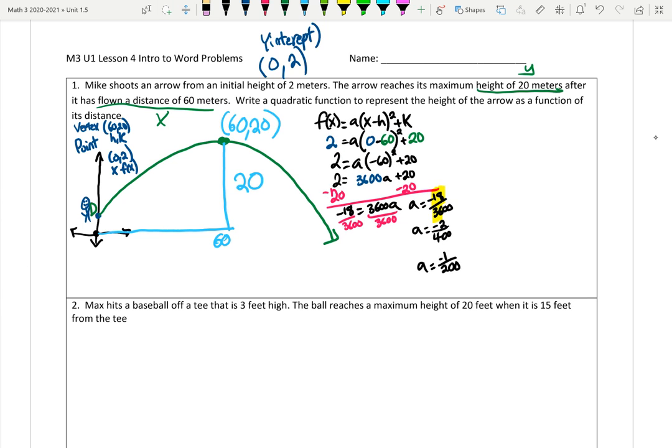So the last thing I need to do is write this equation for Mike's arrow, and it's going to be f of x is equal to negative 1 over 200 times x minus the h value, which is 60, squared plus 20. Voila! This is going to document the travel of Mike's arrow as it goes from an initial value of 0 to.